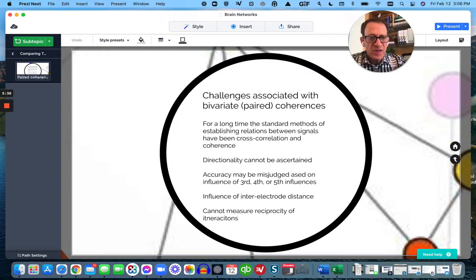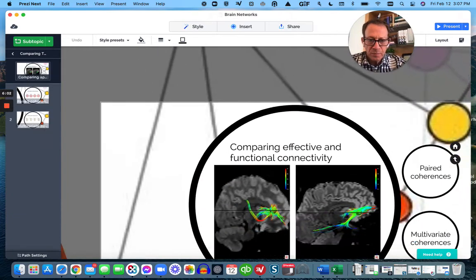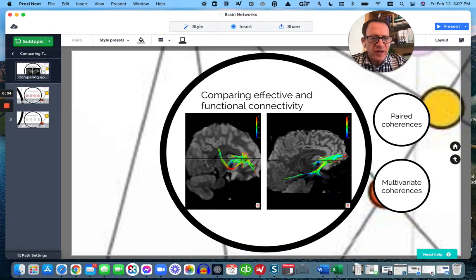Okay, for a long time, the standard method in establishing relations between signals has been what we call cross correlation or coherence. Again, directionality cannot be ascertained. There is no reciprocal causality or any causality at all. And you can have other factors that are influencing the correlation, which may have nothing to do with one area impacting another. And in fact, some of the error rates of paired coherences go as high as close to 50%.